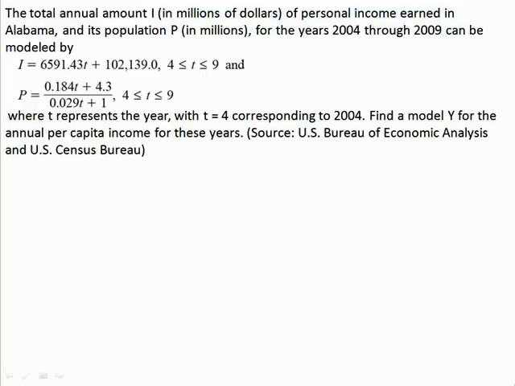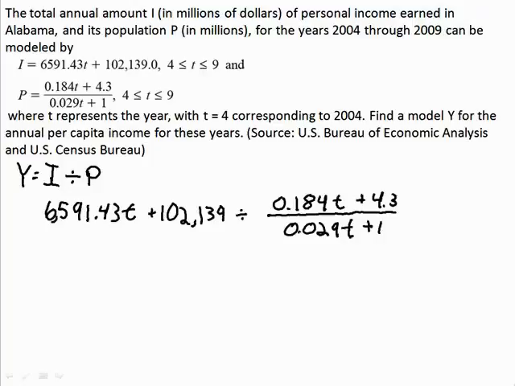Find a model Y for the annual per capita income for these years. The annual per capita income is equal to the total income divided by the total population. The per capita income is 6,591.43 T plus 102,139, divided by 0.184 T plus 4.3, divided by 0.029 T plus 1.